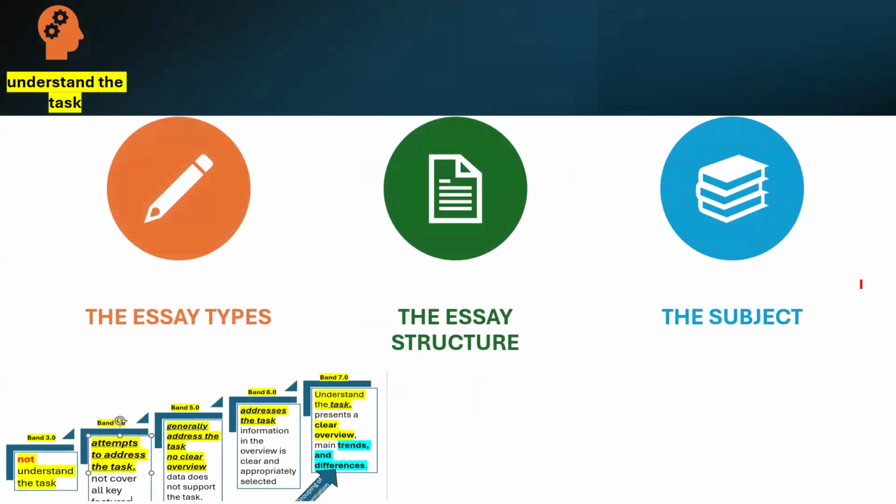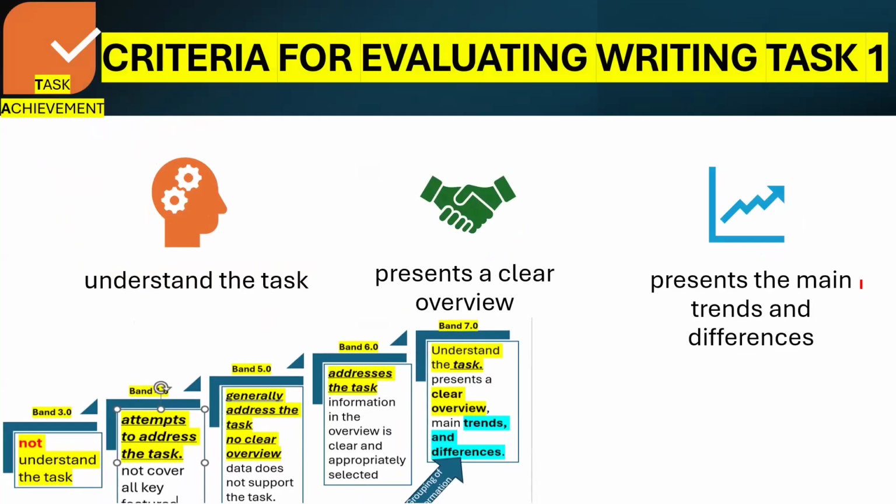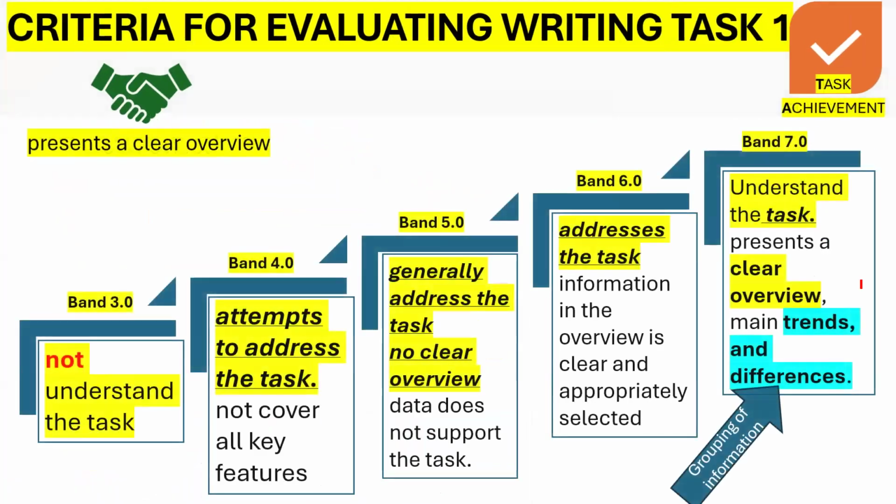So again, in writing task 1 data essays, to understand the task we have to understand 3 key points: the essay types, the essay structure, and the subject. Now, lastly, presenting a clear overview. For task achievement, there are 3 key things: understand the task, present a clear overview, and present the main trends and differences. Now let's move on to presenting a clear overview.